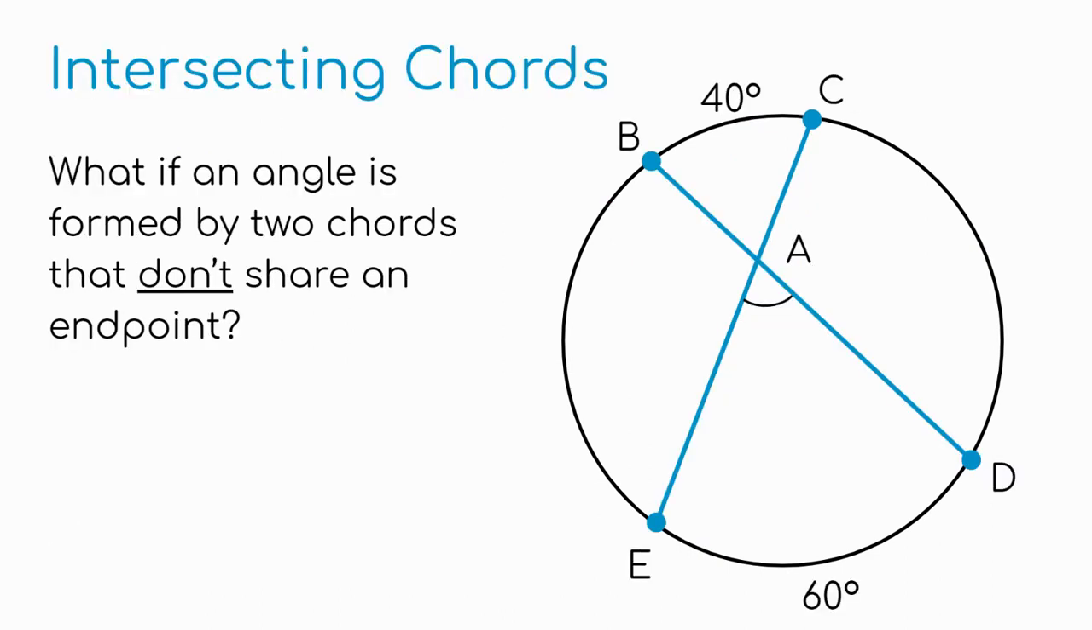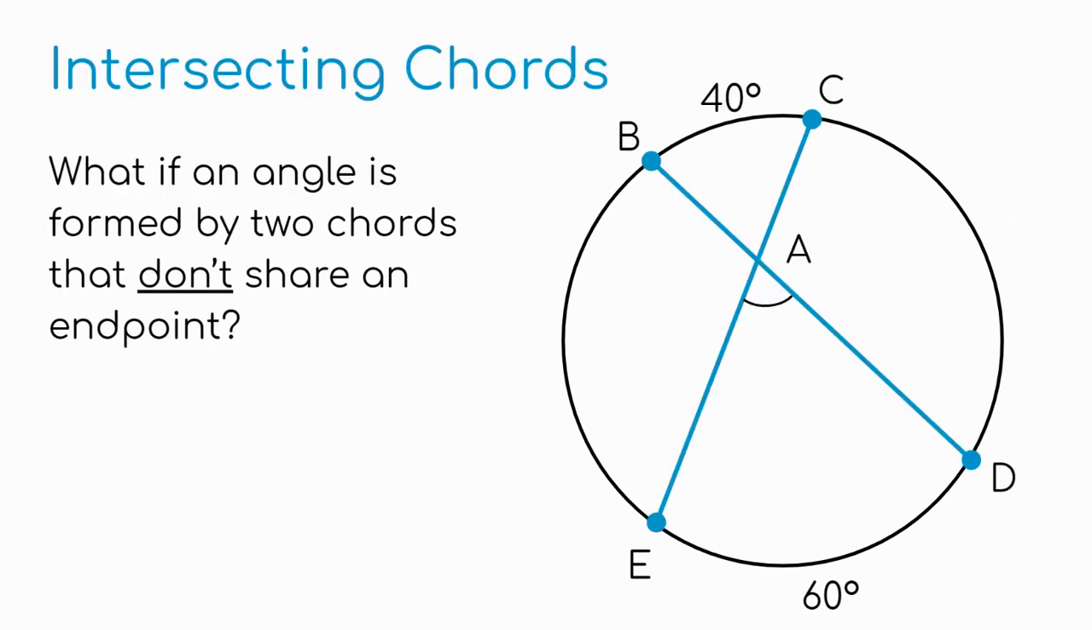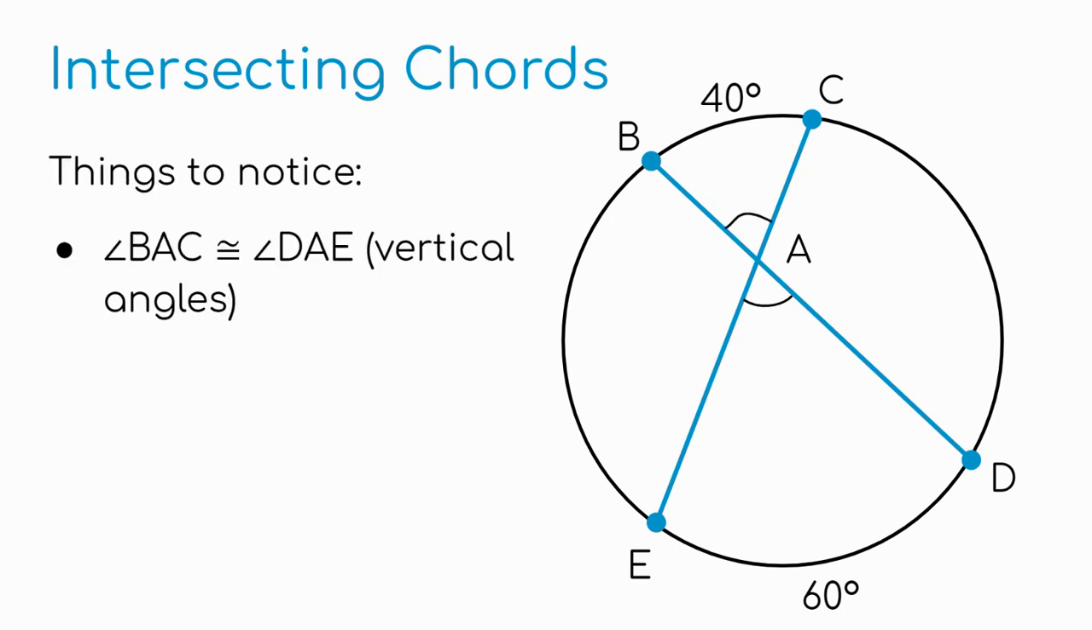So what I want you to think about is what happens if the chords don't share an endpoint. So BD and CE are both chords, but now instead of sharing an endpoint like this angle EDF, they both share D. These intersect somewhere inside the circle, not at the center, but somewhere inside the circle. So we got to think about what our formula is going to look like. So some things to notice.